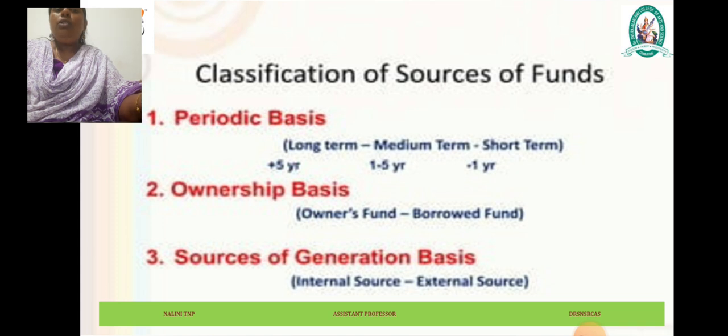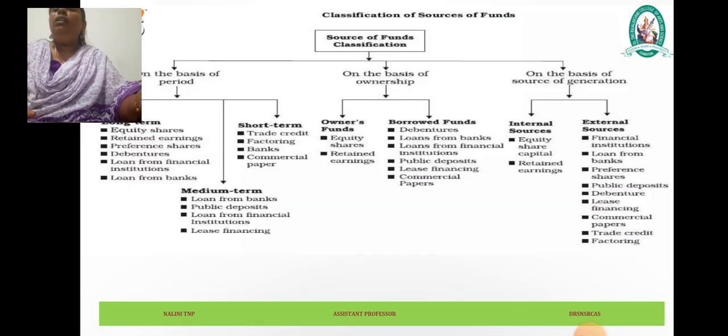Mainly, the sources of funds are classified into three bases called period, ownership and source of generation. In that, we are going to see the major and brief things of these three classifications. First, on the basis of period, it is divided into three: long term, medium term and short term. In long term, we have some more subdivisions, in which the sources are obtained for the business.